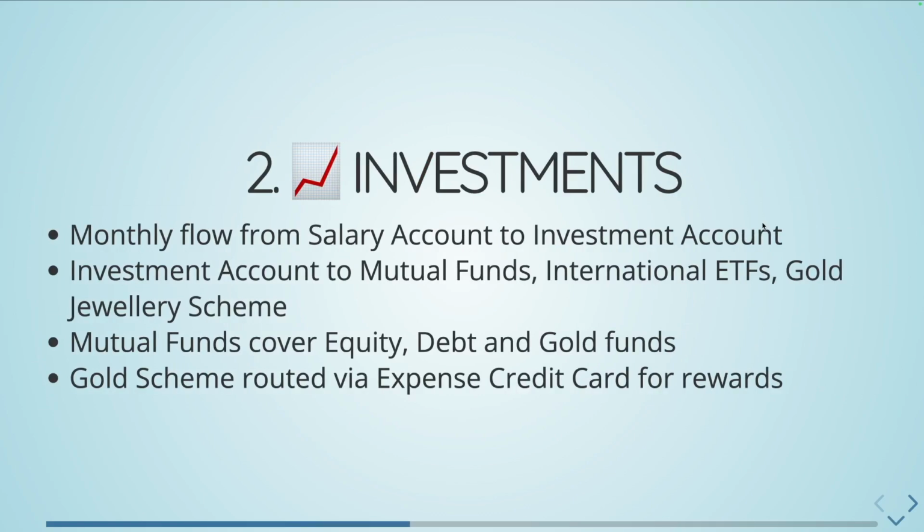So let's look at the investments, right? The money flows from the salary account into the investment account. From the investment account, it flows into mutual funds, international ETF, and gold jewelry schemes. The mutual funds cover equity, debt, and gold funds. And again, the gold scheme I'm routing via the expense credit card specifically for rewards.